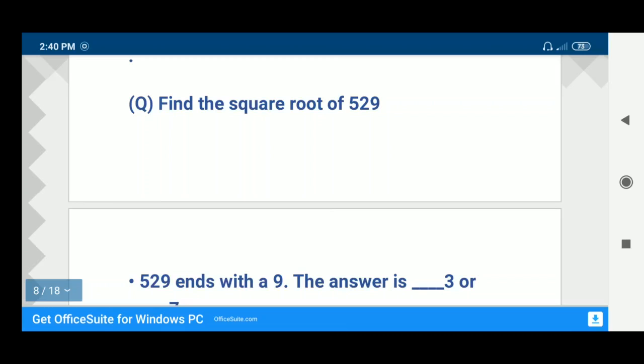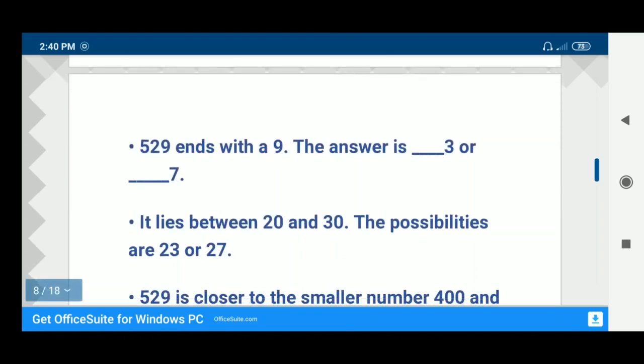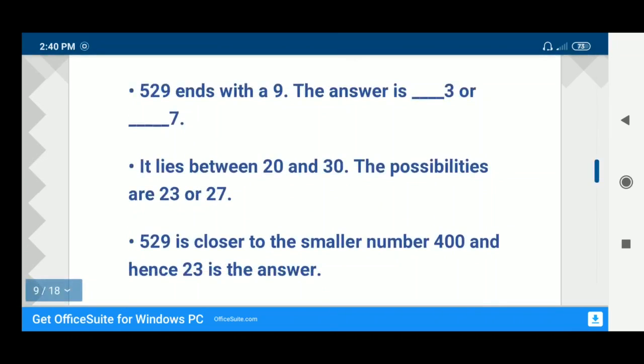Find the square root of 529. 529 ends with 9. Thus the answer ends with 3 or 7. It lies between 20 and 30. The possibilities are 23 and 27. 529 is closer to the smaller number 400, and hence the smaller number 23 is the answer.